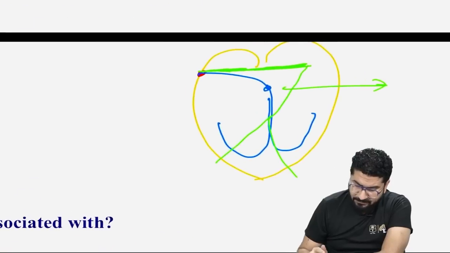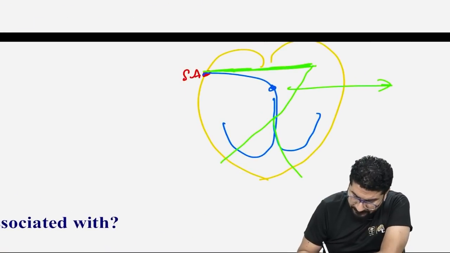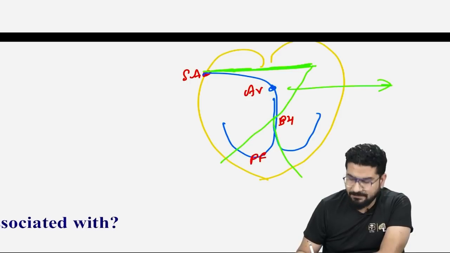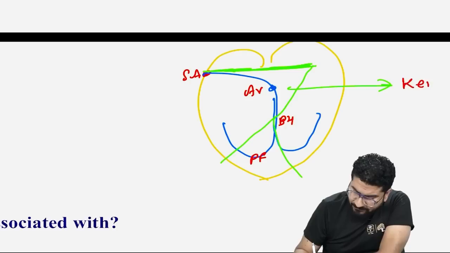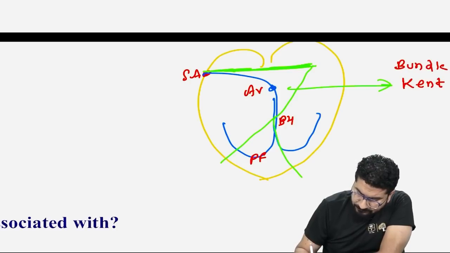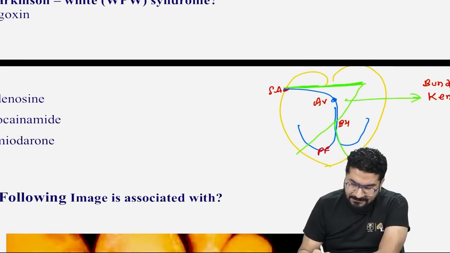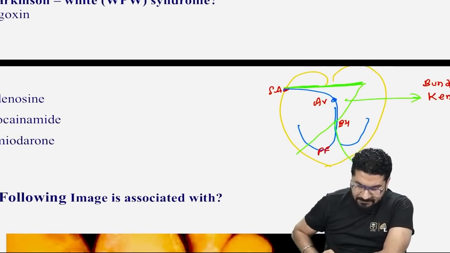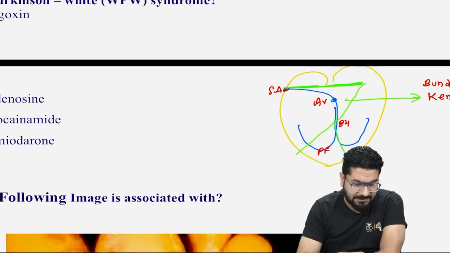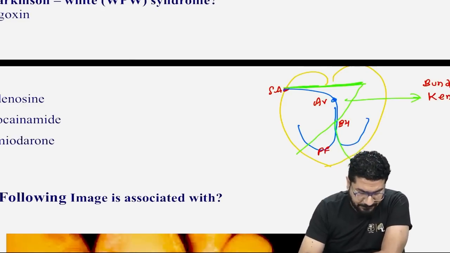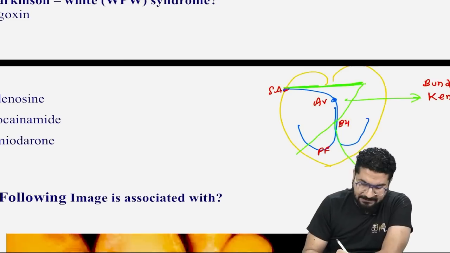So the impulse is not traveling normally. This is your SA node, this is your AV node, then you can see the bundle of His and Purkinje fibers. But here the impulse is traveling by some abnormal or aberrant pathway. This abnormal pathway is called the bundle of Kent. So which drug is avoided? Remember, the patient will develop arrhythmia, so which drug should we avoid? In this patient we will avoid drugs like digoxin.